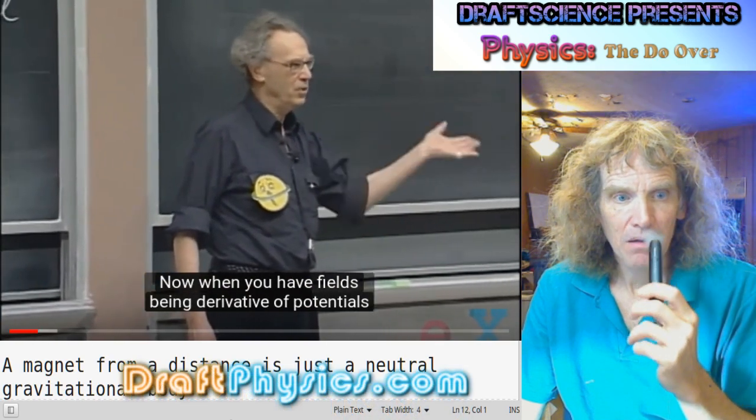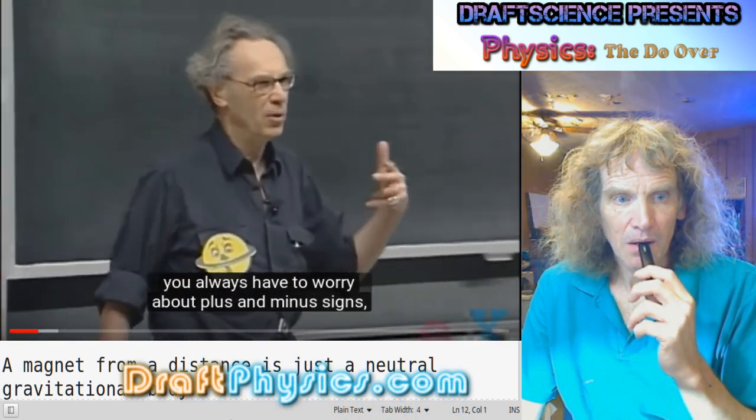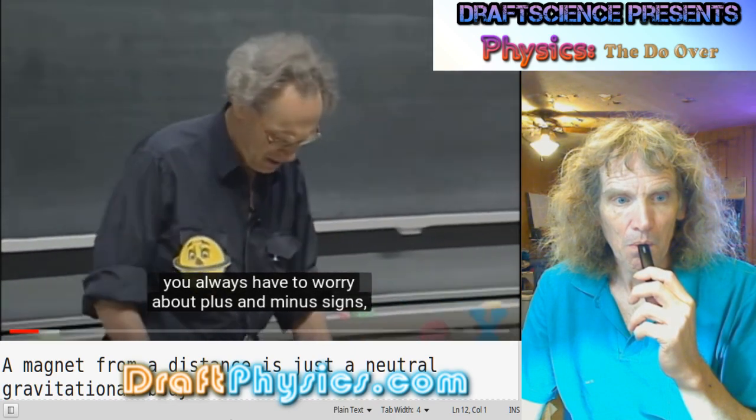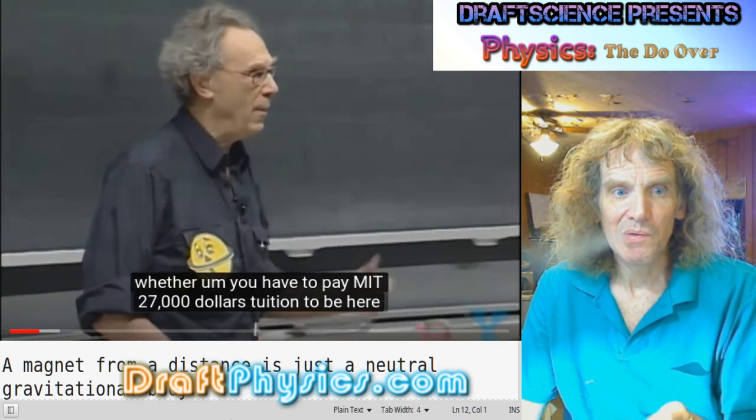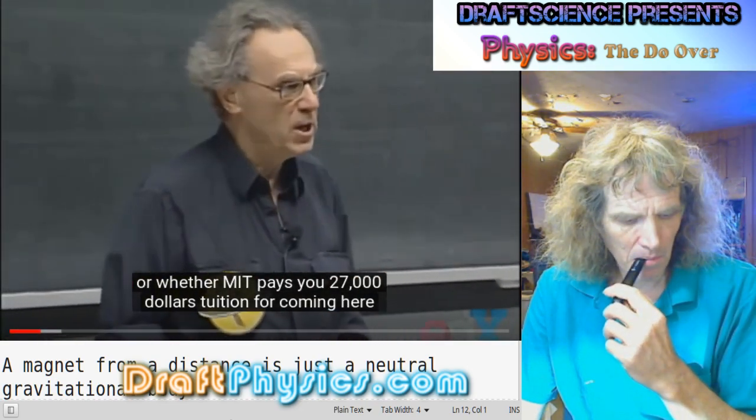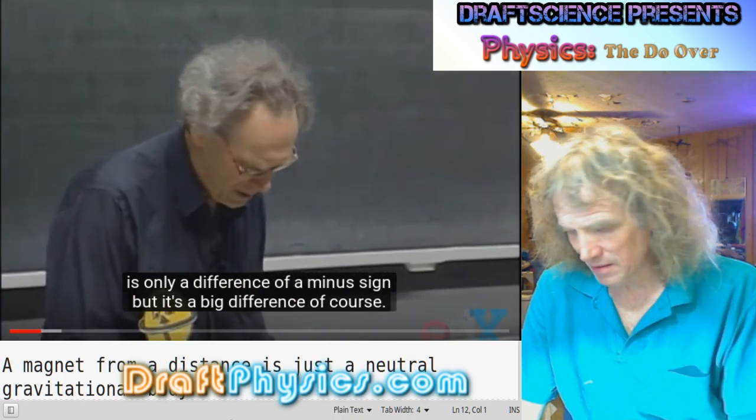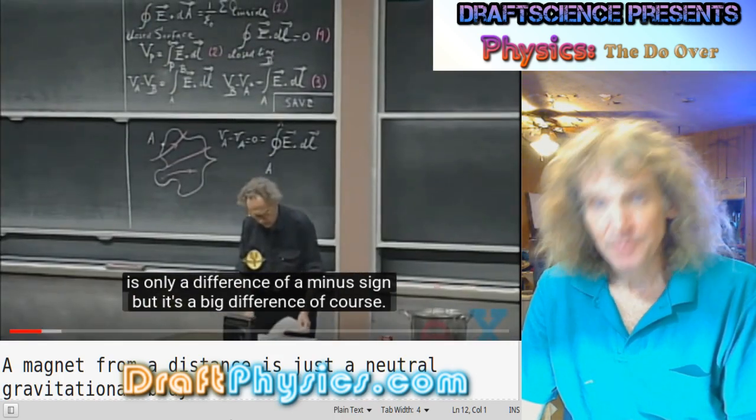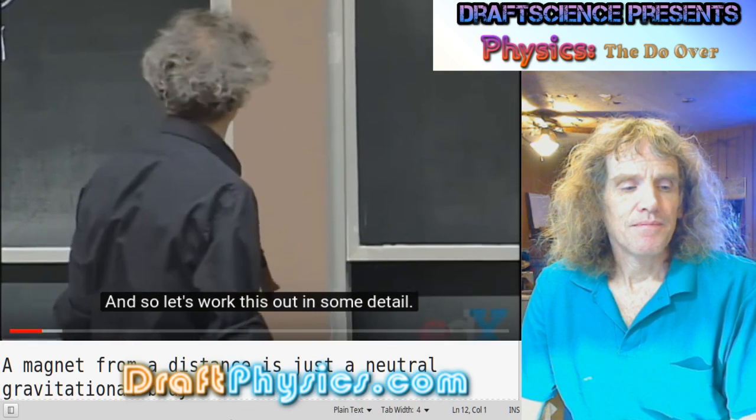Now, when you have fields being derivatives of potentials, you always have to worry about plus and minus signs. Whether you have to pay MIT $27,000 tuition to be here, or whether MIT pays you $27,000 tuition for coming here, is only a difference of a minus sign, but it's a big difference, of course. And so let's work this out in some detail.